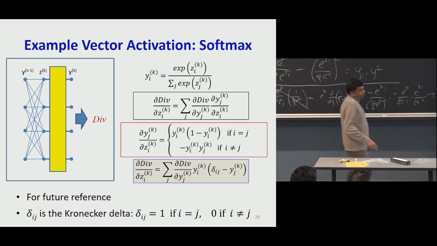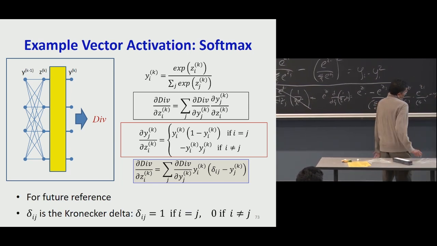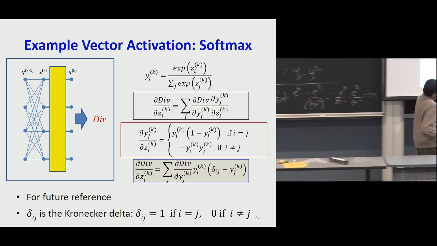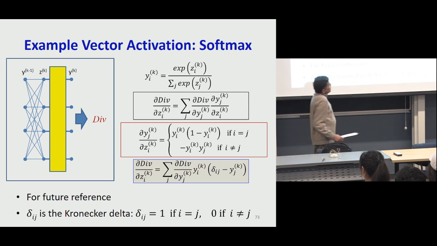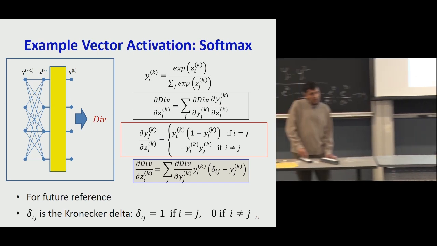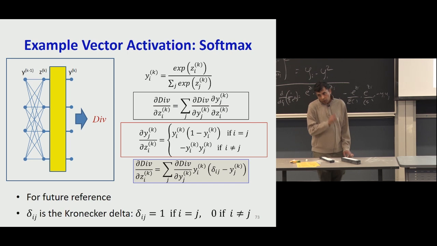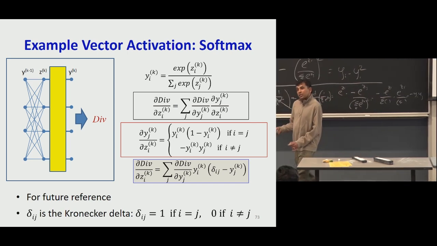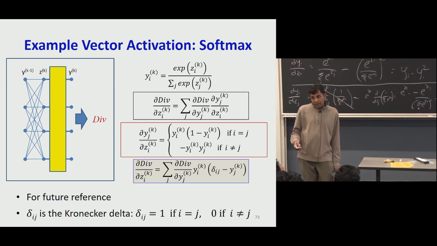I'm going to sum over all of the i's. So in fact, these two formulae can be written jointly like so. I can write this as yi times delta ij minus yj, where delta ij is the Kronecker delta. It's 1 if i equals j and 0 otherwise, right? And so you can see why this is going to be positive for i equals j and negative for everything else, right?